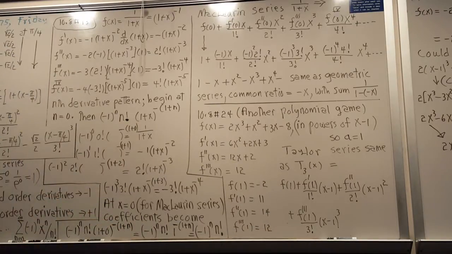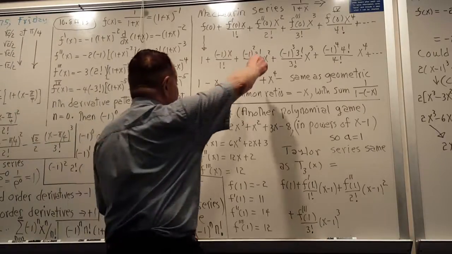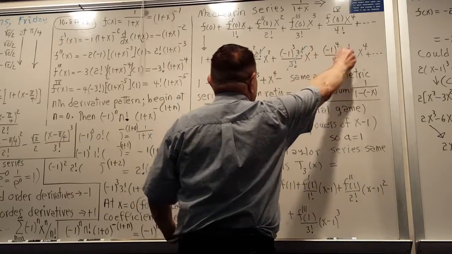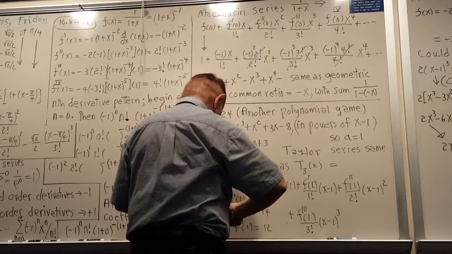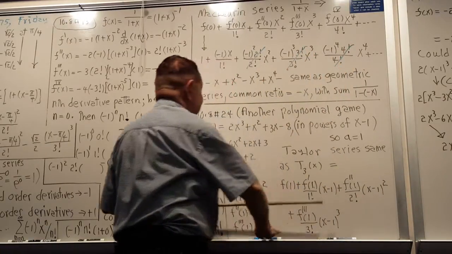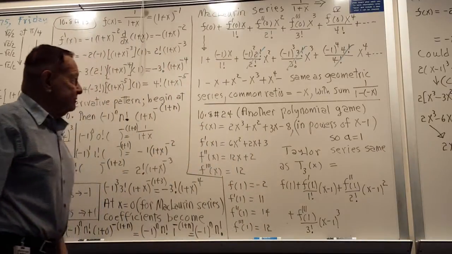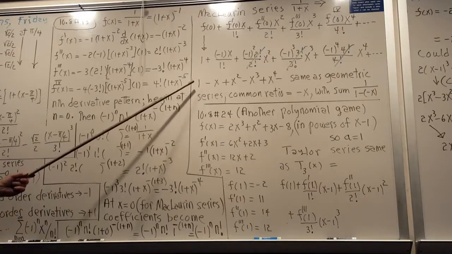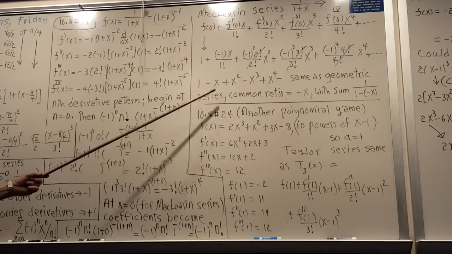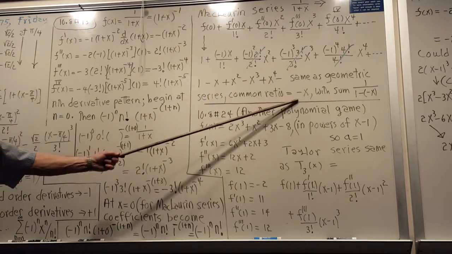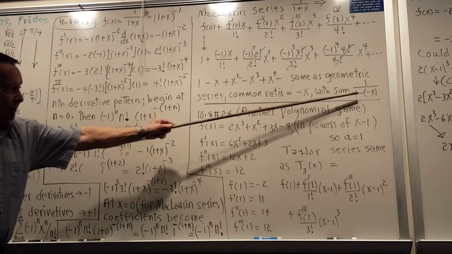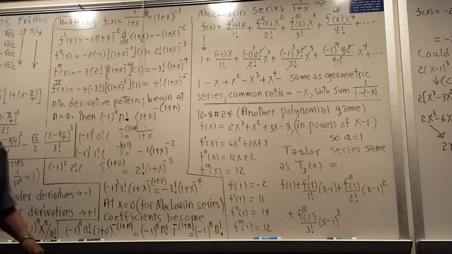So what finally happens is like that, and you produce the same thing as if you took the geometric series with common ratio minus x, for which the sum would be 1 over 1 minus the common ratio.